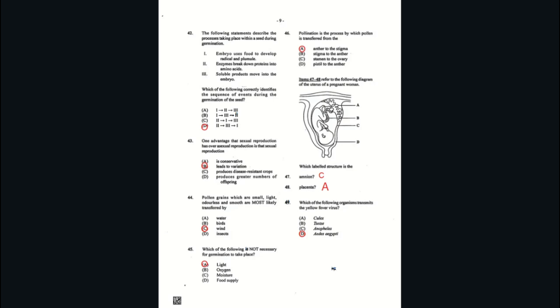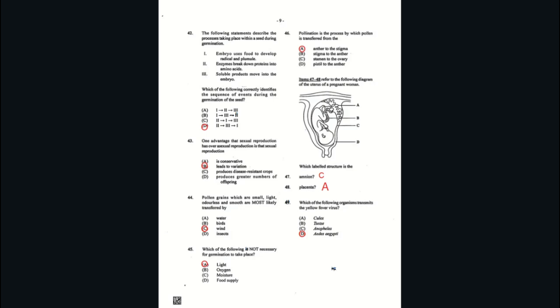Now, question 44. Pollen grains, which are small, light, odorless, and smooth, are most likely transferred by C, wind. Let's think about it. It's light, it's small, it's odorless, smooth. The odorless and smooth part is kind of a distraction. But from there, say small, light, think of pollen grains on flowers. How do they get dispersed? It says most likely. We know that bees do help to transfer pollen grains, but let's just say if no bees decide to land on the flower, how will it get dispersed?